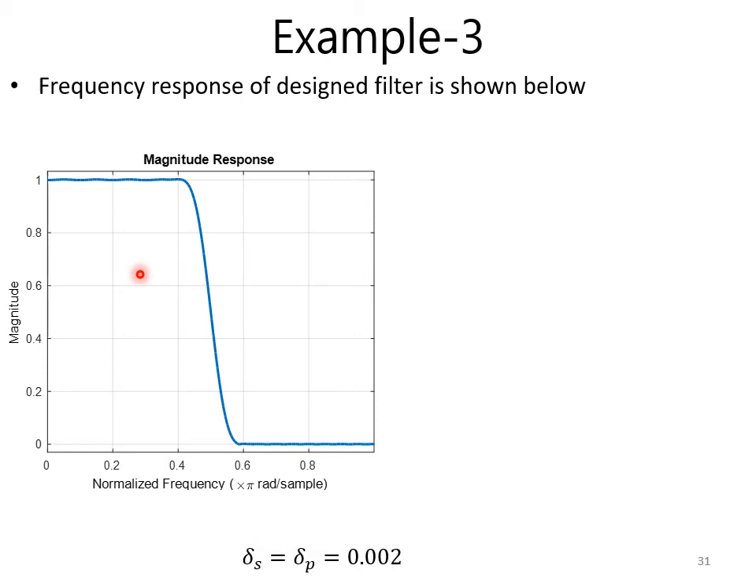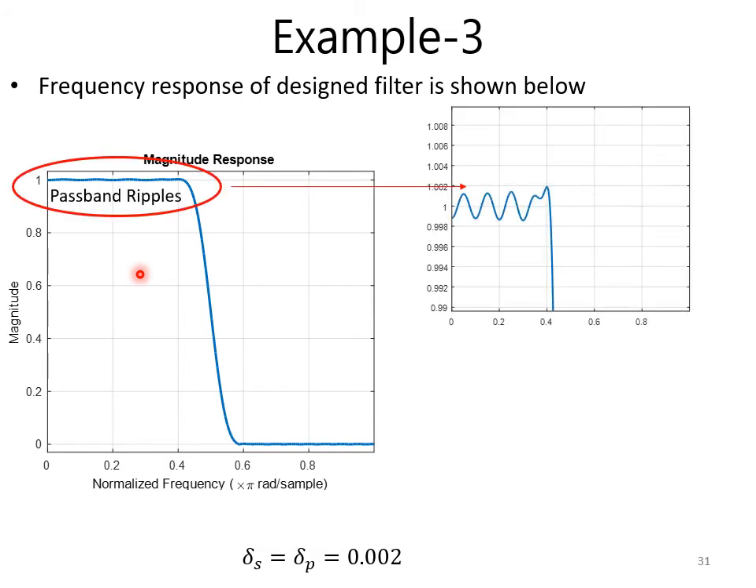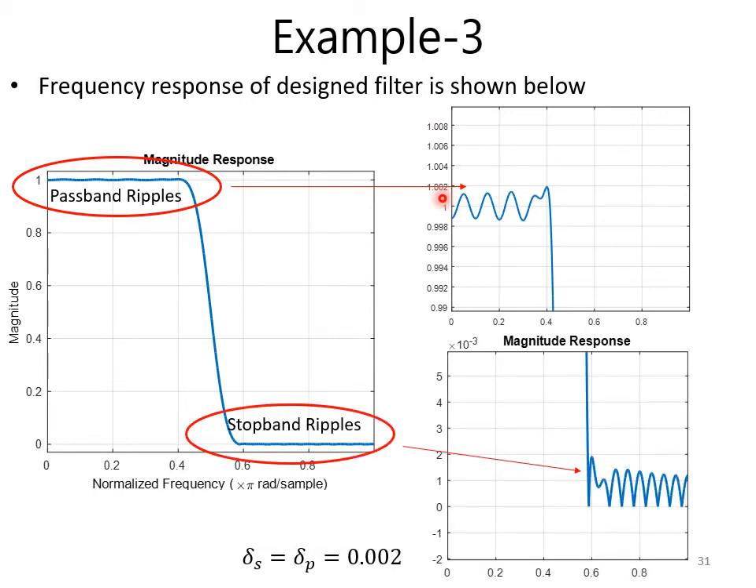So here both the values are not in logarithmic, so it's not visible, so we probably have to zoom in. So let us zoom in the pass band of this filter. Now you can see there are ripples, and the maximum peak in the ripple is 0.002, right? Similarly, if you zoom in into the stop band, you will find the ripples in the stop band as well, and the maximum peak of the ripples in the stop band is also 0.002.